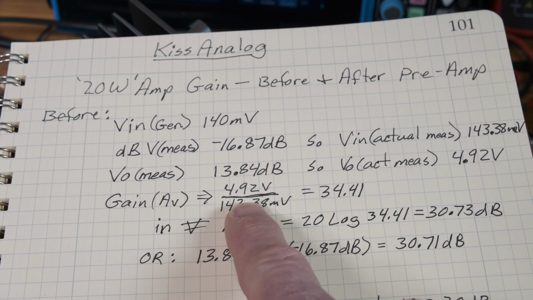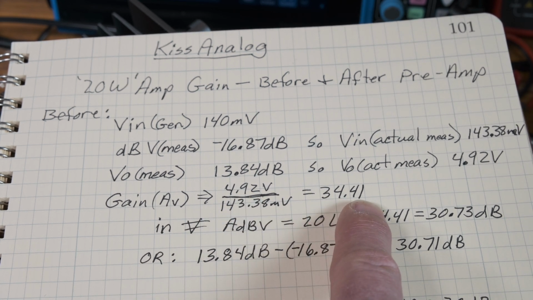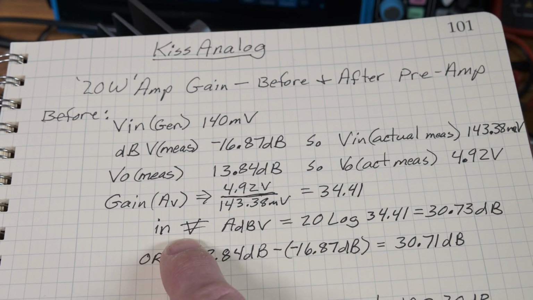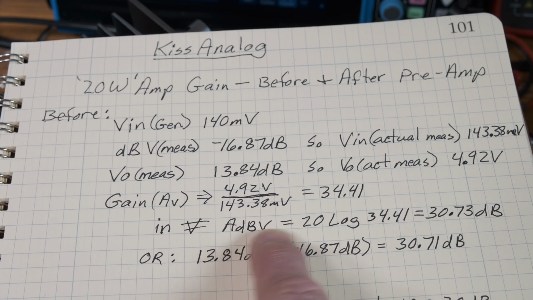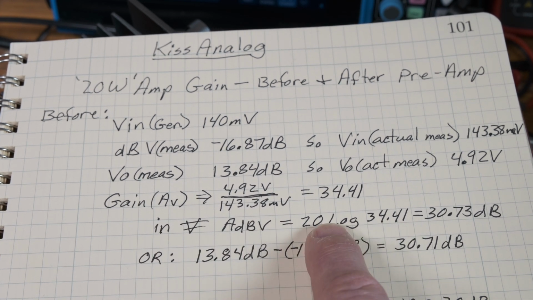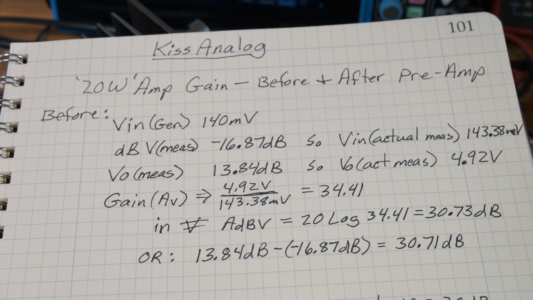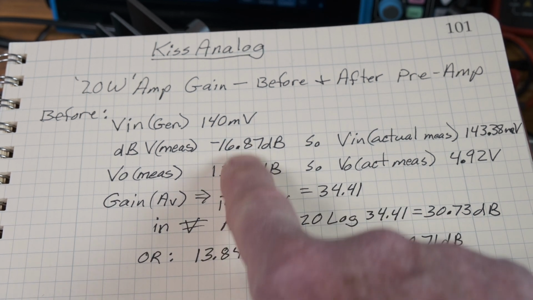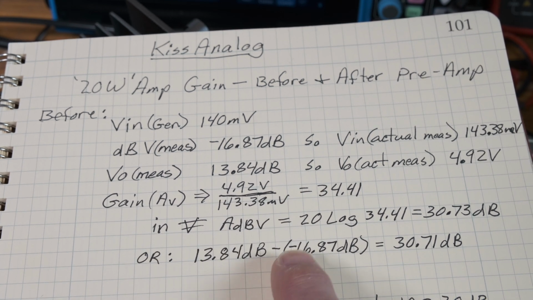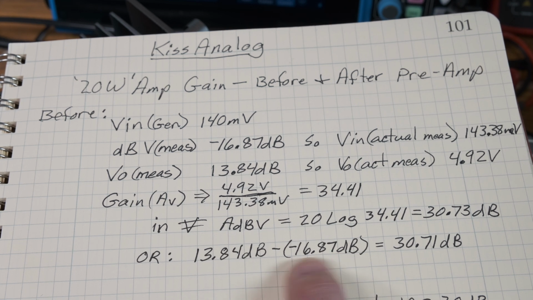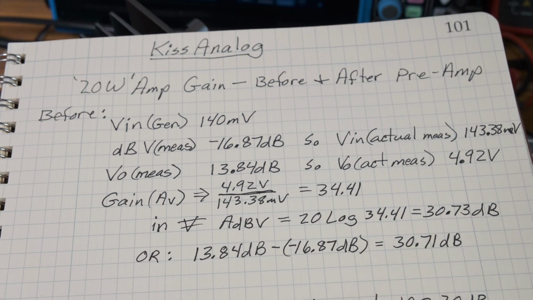And when you take the gain in volts, the output volts over the input volts is 34.41. Then if you convert that into decibels, it's the log of that and 20 times that. So that's 30.73 dB. Or you could have just taken these two dB numbers we measured and take the first one minus where you start from. We started from -16, so that's really plus. So it comes out to 30.71. So you can see they come out very close.